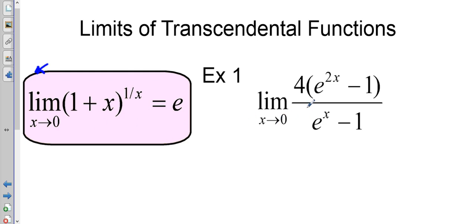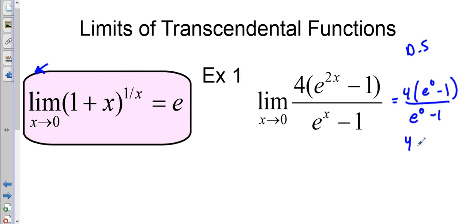Another limit: we have e to the 2x minus 1 over e to the x minus 1, and we have to take this as x goes to 0. Plugging this in, I'm going to do direct substitution first. We have e to the 0 minus 1 over e to the 0 minus 1. E to the 0 power is 1, so we have 1 minus 1 over 1 minus 1.